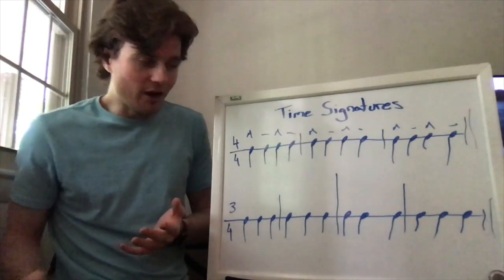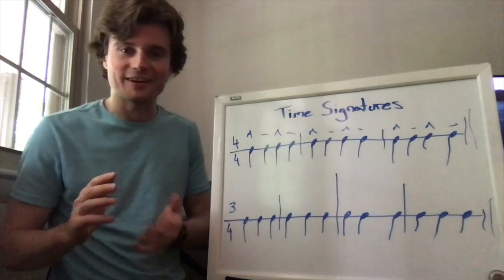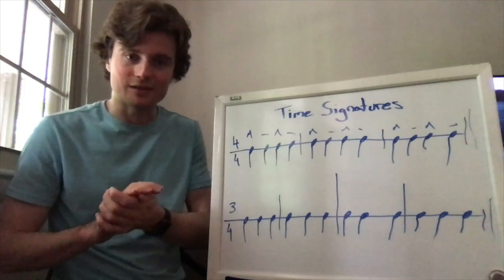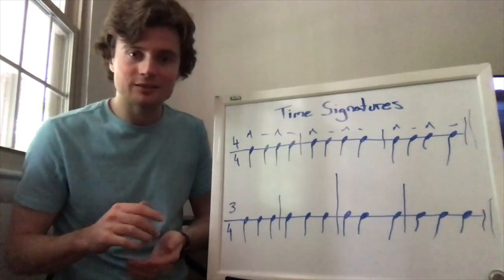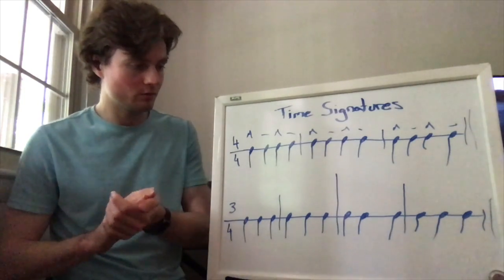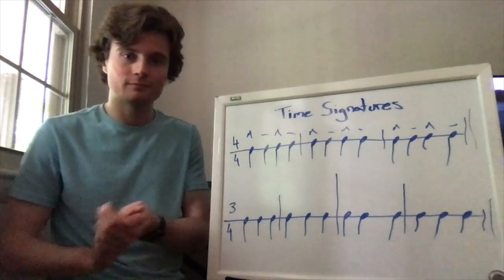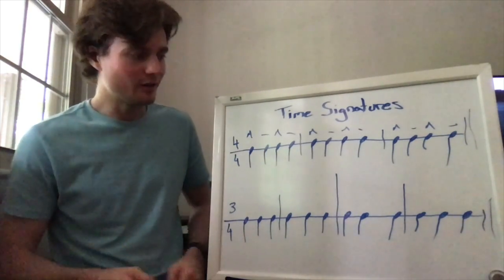If I am going to perform this lovely piece I have written here, let's say the emphasis is a clap and the non-emphasis is a stomp. Okay? So this is going to sound like this. You get the picture.